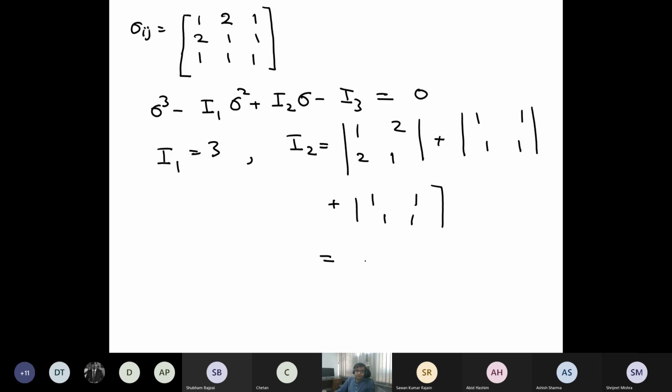And if you calculate it, you will find it to be minus 3. You will find it to be minus 3, 1 into 1 minus 2 into 2. So you will find it to be minus 3. Come to I3. I3 is determinant of the whole matrix.